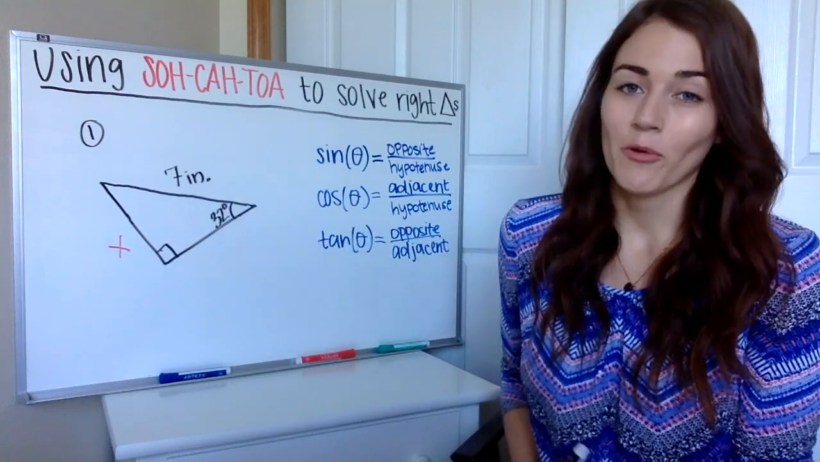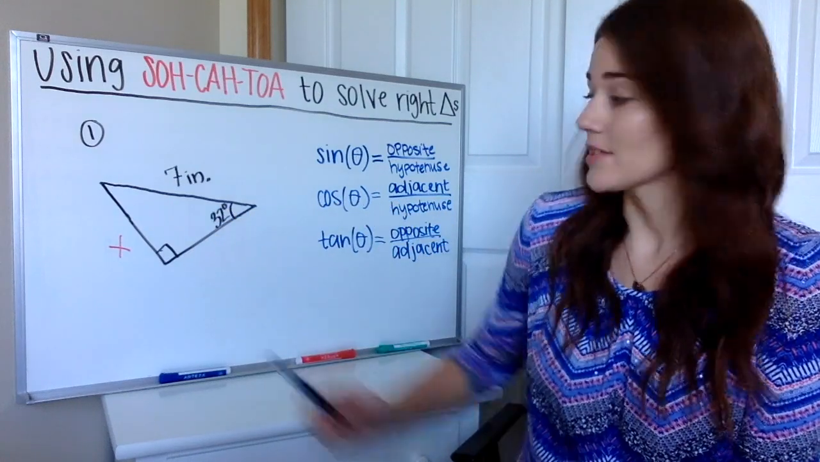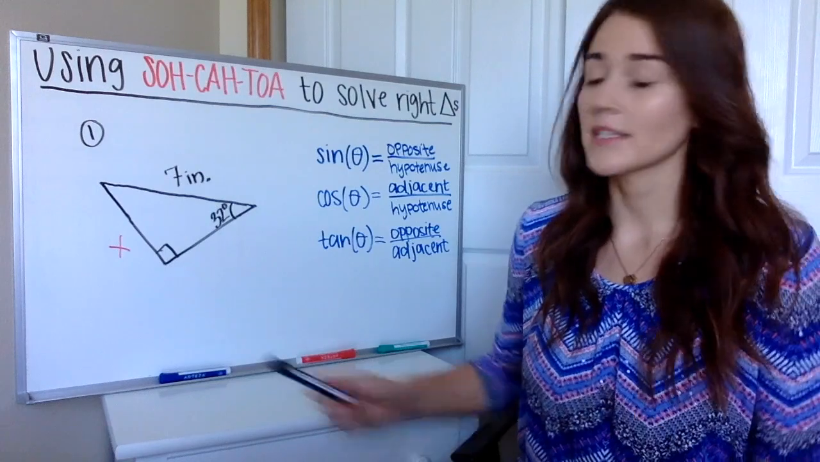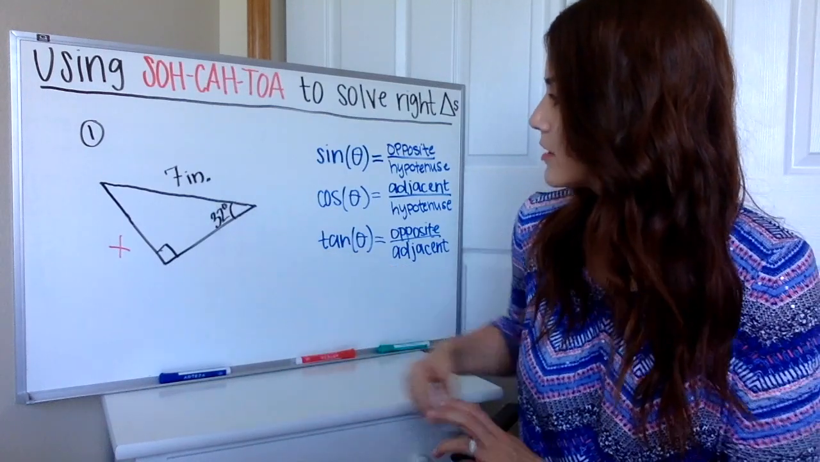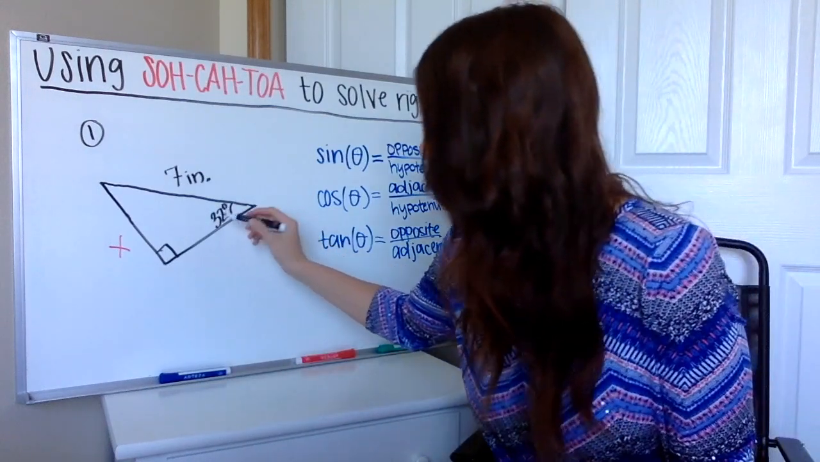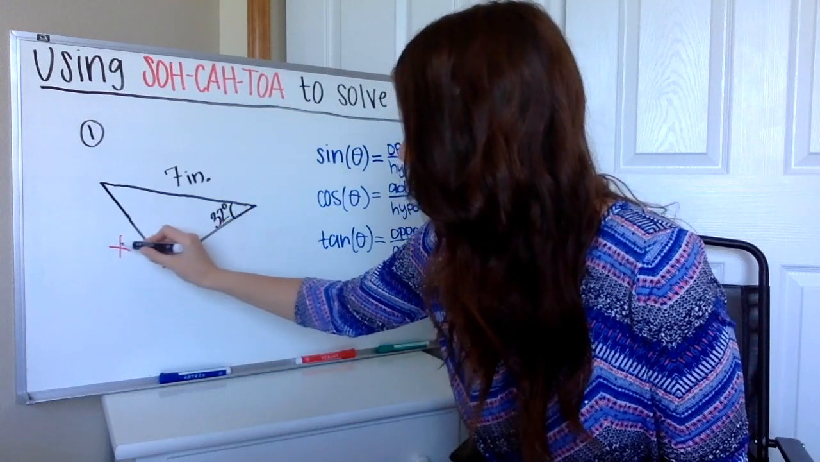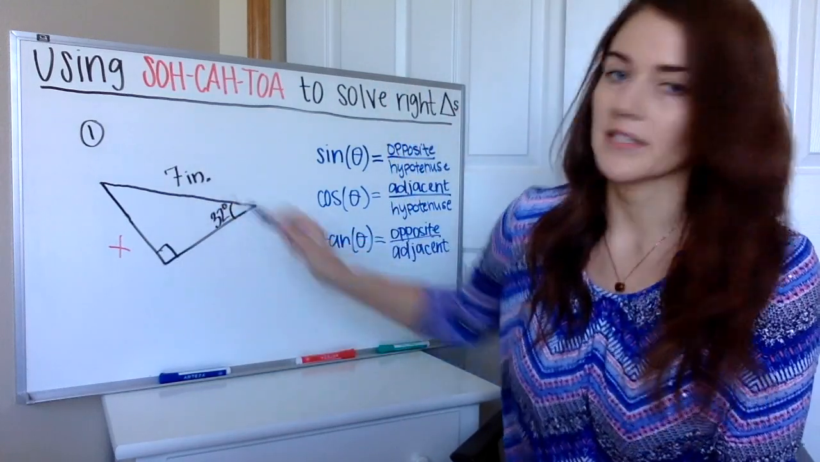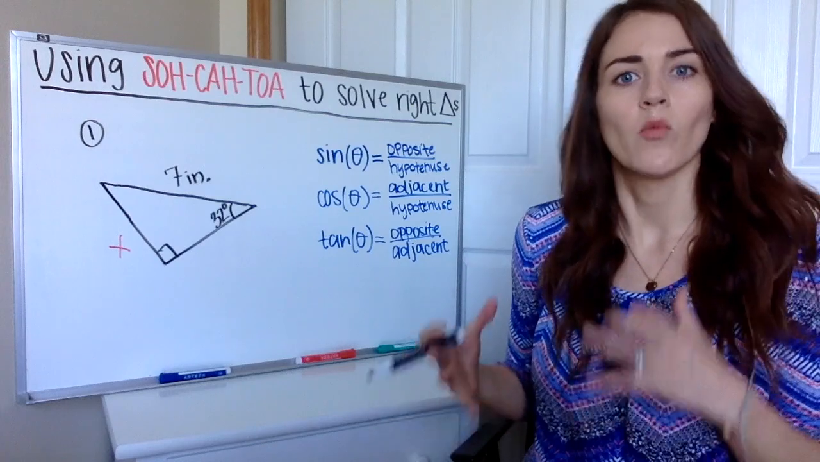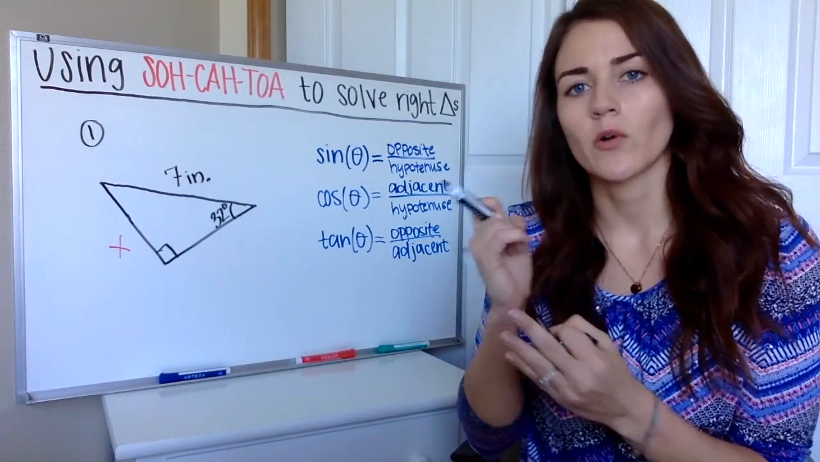That does not work if it's not 90 degrees. It is, so we're good. Like I said, we're given this 32 degrees, and then we're trying to find this side, and we're given this side. So let's see, what are we given? Opposite, adjacent, or hypotenuse?